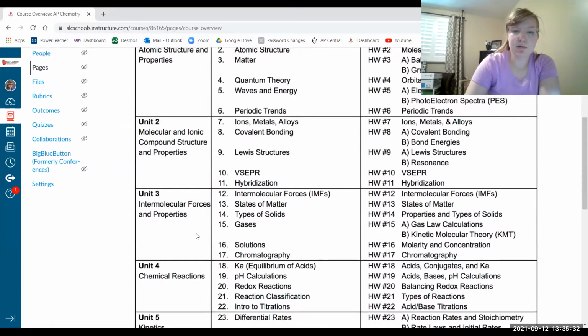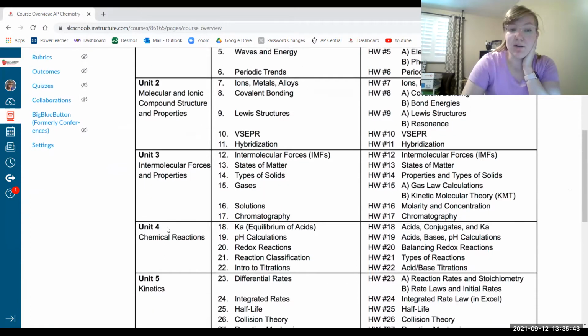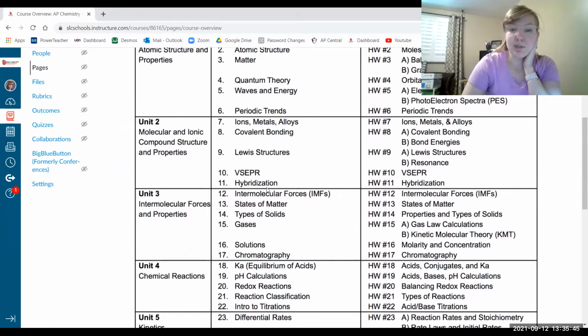So we're in Unit 3 right now. And the only thing I would probably add to this document for next year is I would just put the percentages here on the side, because Unit 3 takes up like 20% of the AP test. So here are the topics. You've already talked about intermolecular forces, states of matter. So today's video is going to be on types of solids, notes 14, and also homework 14. So there we go. We'll pull those out.